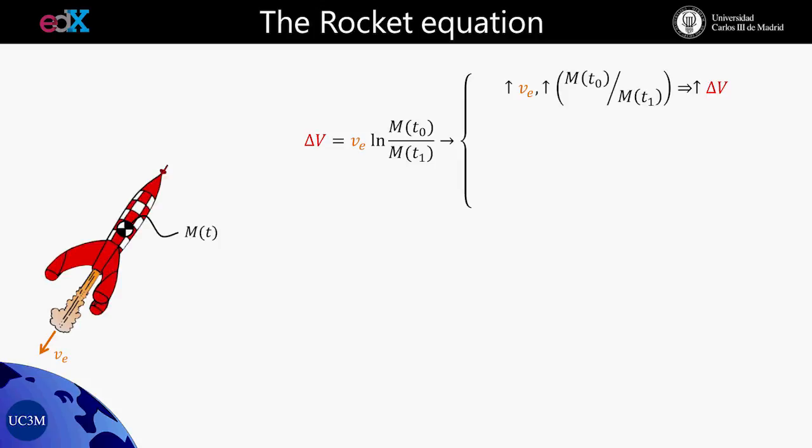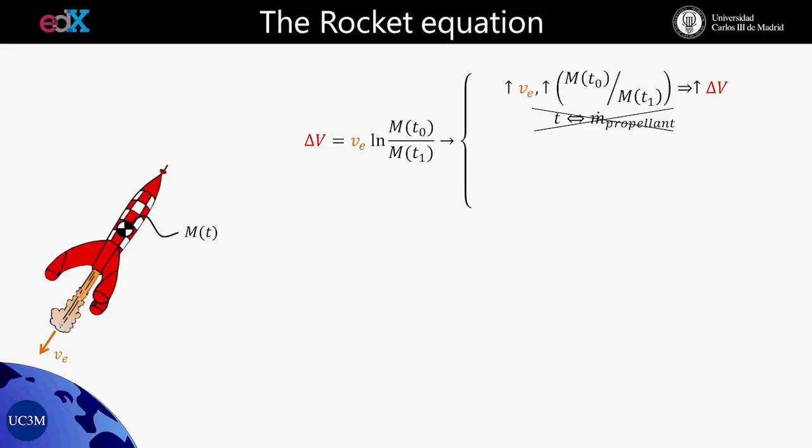Note also that a variable has disappeared from the equation, the time. The rate at which we eject the propellant, or the time we take to do the maneuver in empty space, is completely irrelevant from the viewpoint of the delta v that we obtain. Only the final mass ratio, m0 over m1, is important.